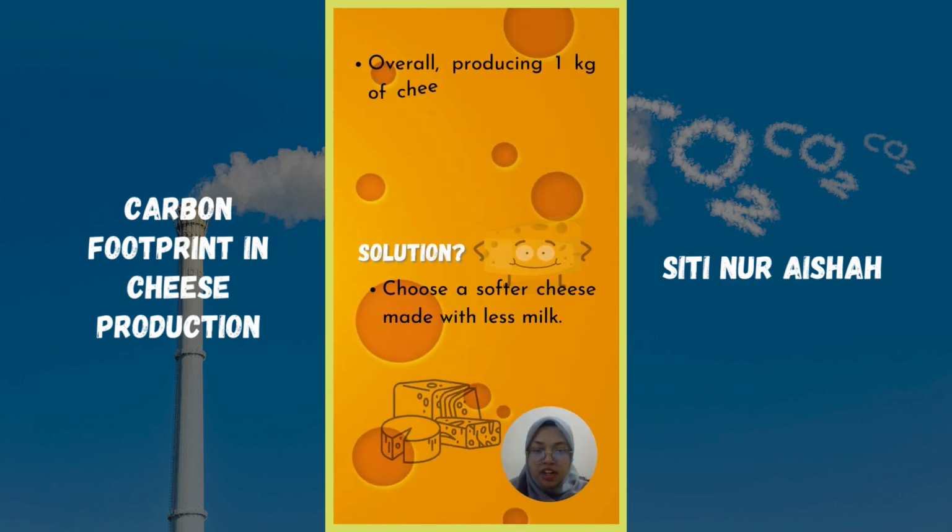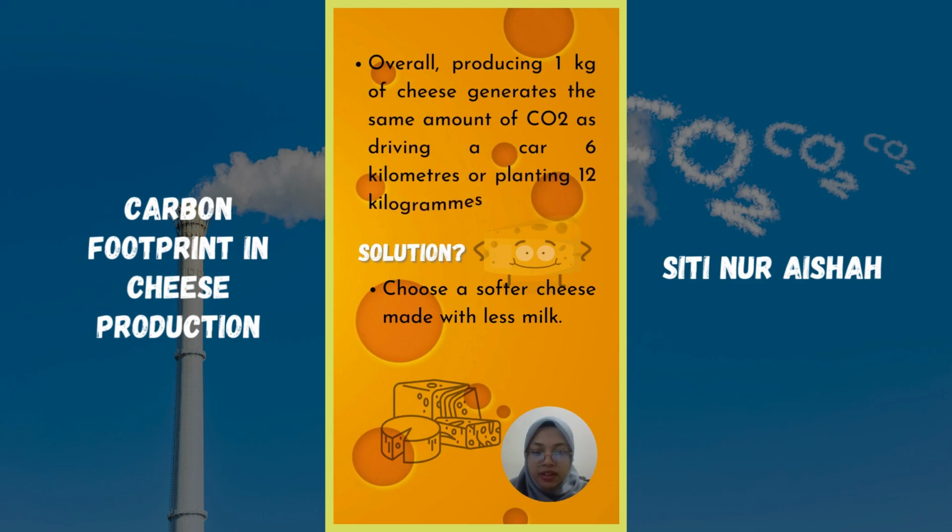Overall, producing 1 kg of cheese generates the same amount of CO2 as driving a car 6 kilometers or planting 12 kilograms of carrots. So, for the solution, choose a softer cheese made with less milk.